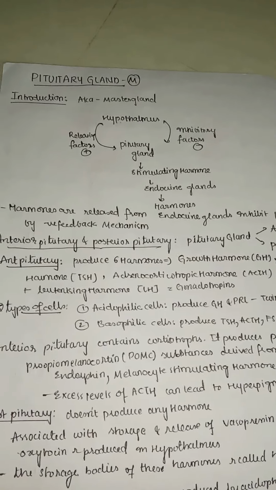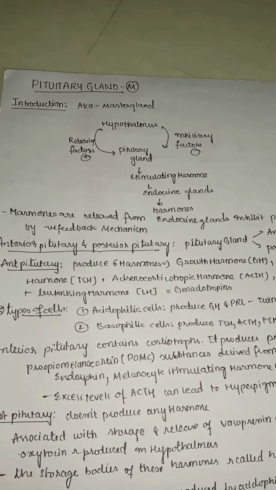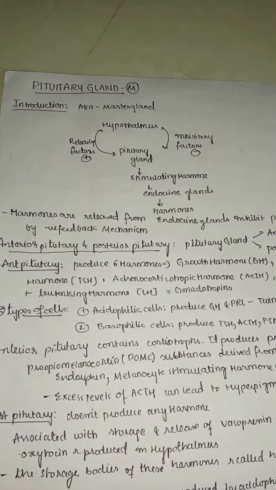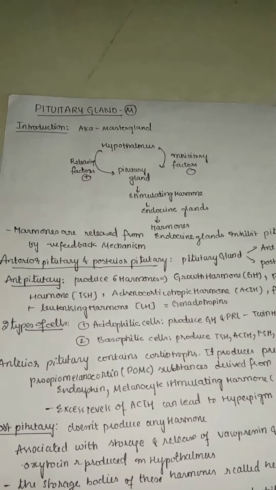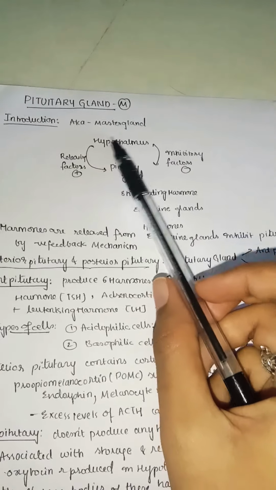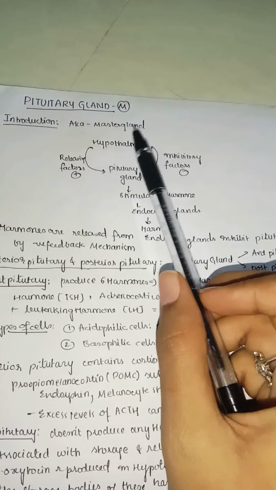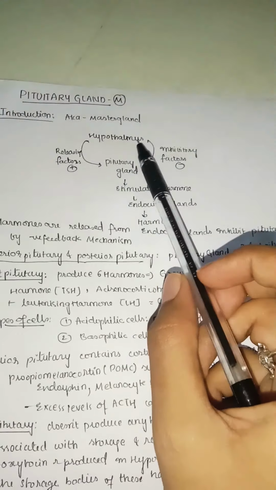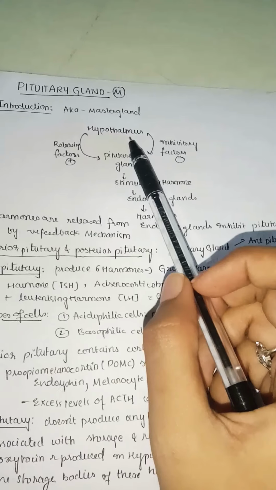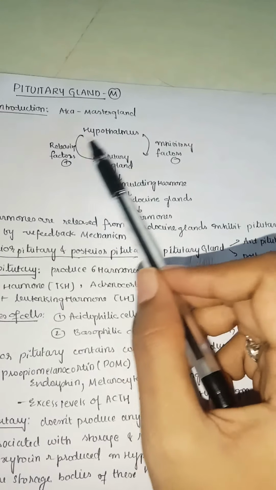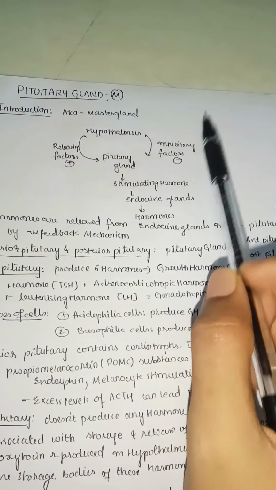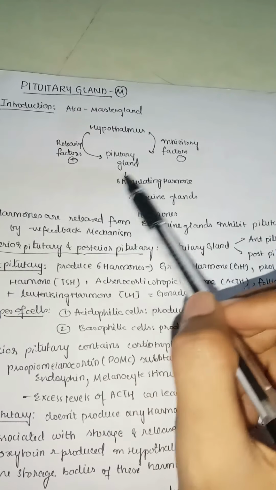Today we are going to start the complete endocrine physiology revision series. So first we need to start with the pituitary gland. The pituitary gland is also known as the master gland, and for this master gland there is one more head, that is our hypothalamus. From the hypothalamus there are either releasing factors or inhibiting factors. So according to these factors the pituitary gland works.